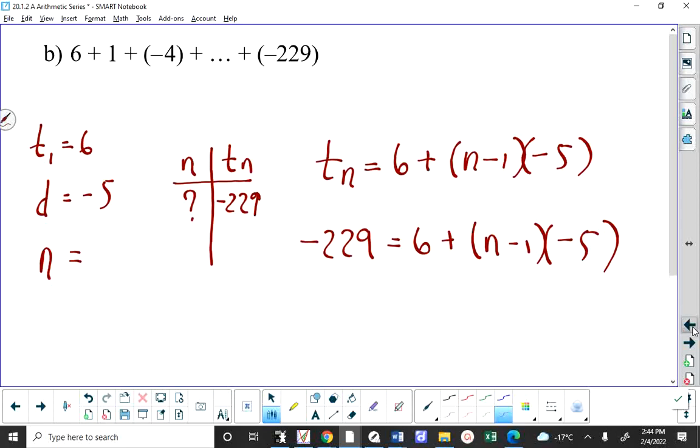By the way, if you rearrange it from here, you would subtract 6 from both sides, then divide both sides by -5, then add 1. Is it 48? It is 48. So you should get n equals 48.